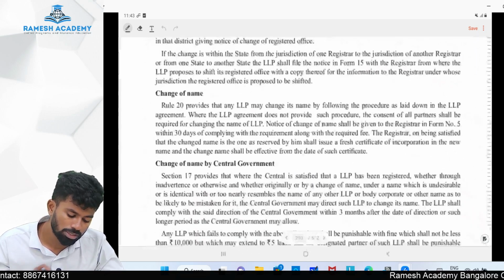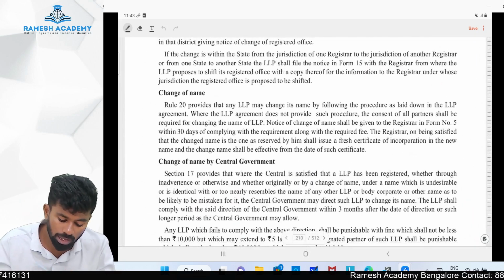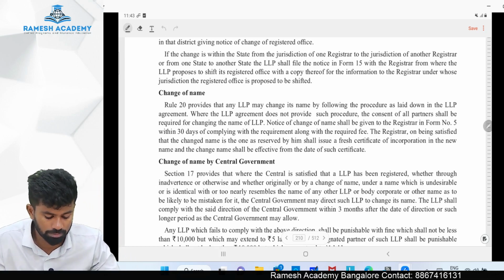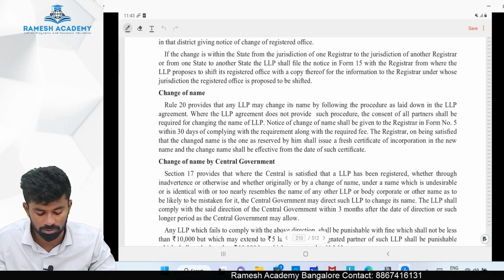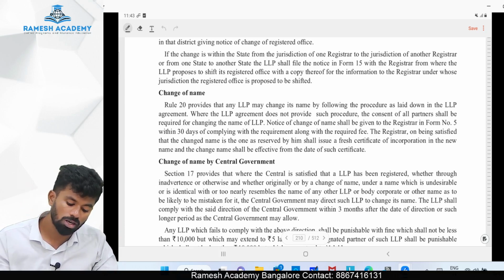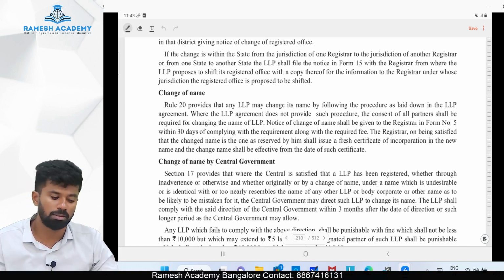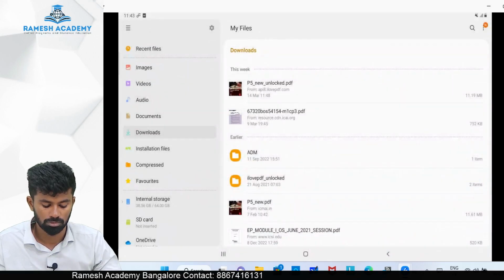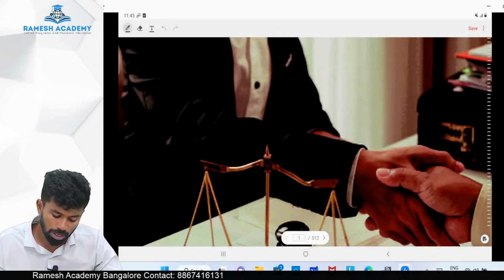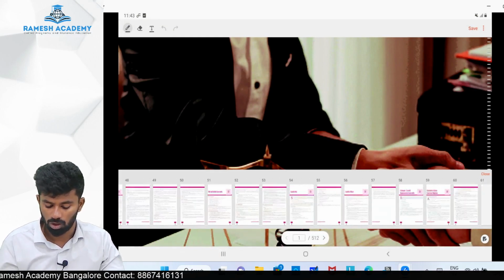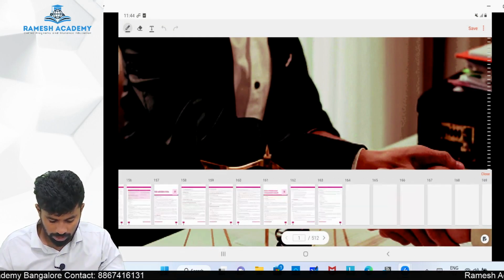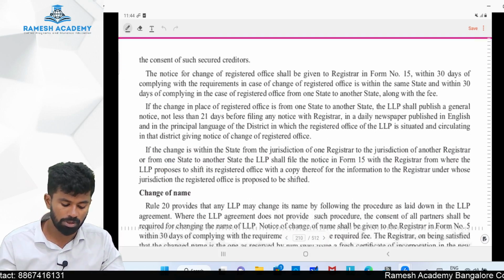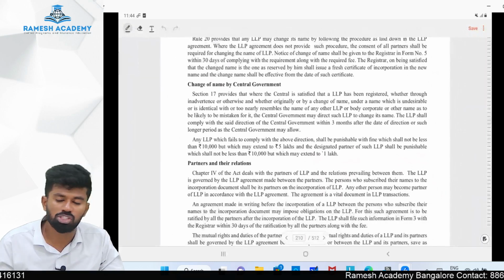Change of name. Rule 20 provides that any LLP may change its name following the procedure laid down in the LLP agreement itself. If the LLP agreement does not provide, then the LLP's name can be changed with the consent of whom? All the partners. Consent of all the partners. Okay? So these are the ways in which an LLP is incorporated. Can the name be changed? Yes.